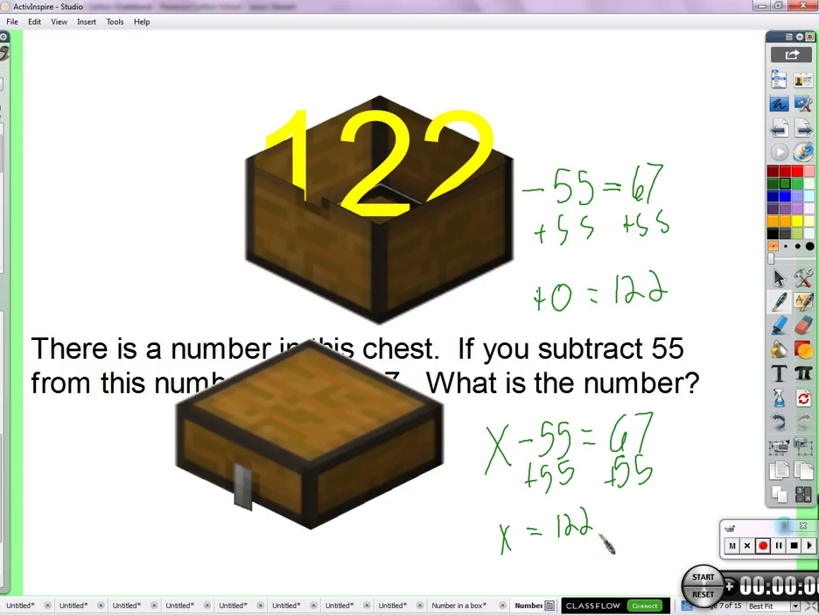All right, so this next one, I want you to figure out the number, but I want you to do it by writing an equation that mirrors the sentence here, that reflects what the sentence is saying.